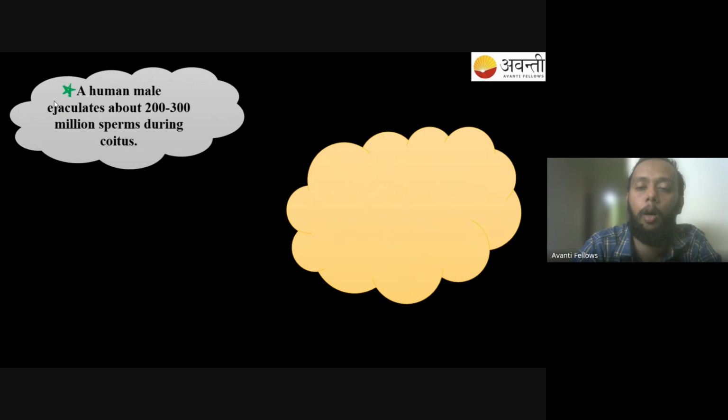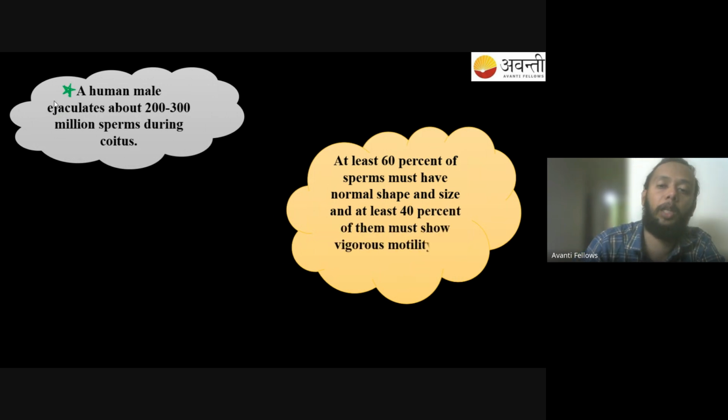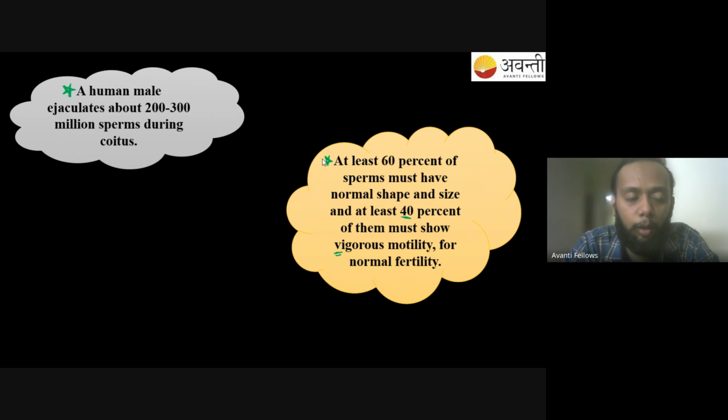And you should know how many of the sperm should have motility. At least 60% of the sperm must have normal shape and size, and at least 40% of them must show vigorous motility. Only then will normal fertility be seen, and only then is there a possibility of getting conceived, the possibility of attaining pregnancy in simple terms. So that is something you have to know. This is the basic requirement you need to have in the sperms.